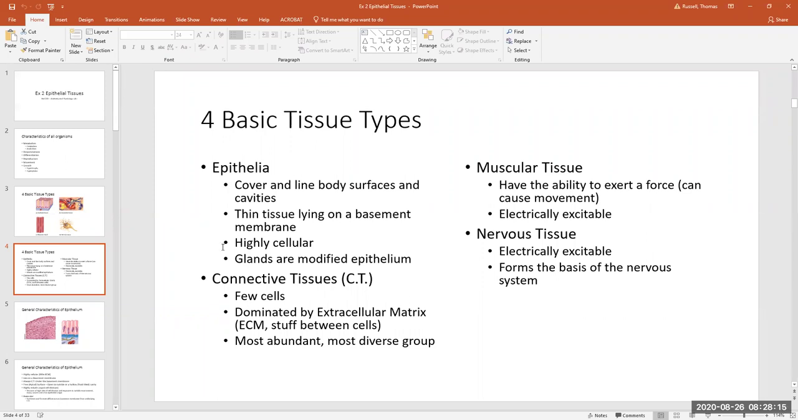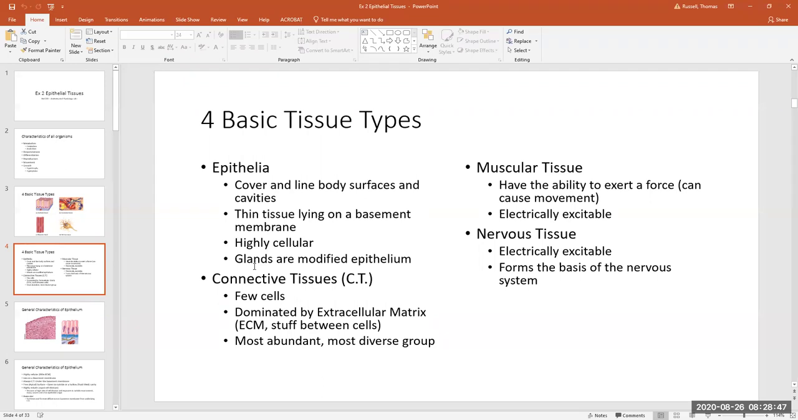And since it's highly cellular, the cells are very closely packed together, which means there's not very much stuff between the cells. And we're going to look at that in a second, what the name of that stuff is. So there's not a whole lot of what we call extracellular matrix between them. So epithelial tissues, or what we call epithelia, form what we call covering and lining epithelia, or glandular epithelia.